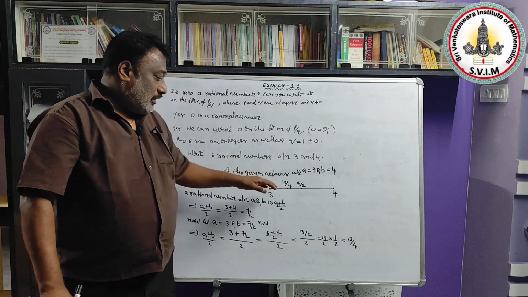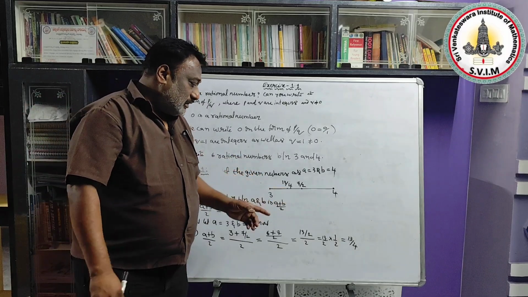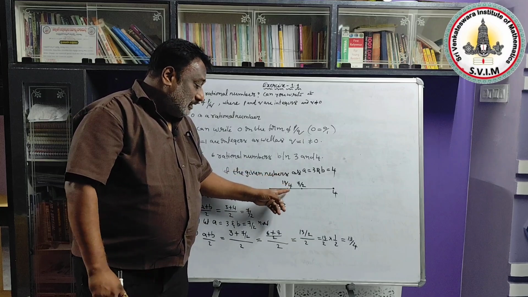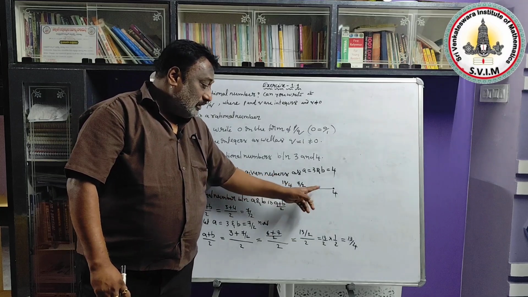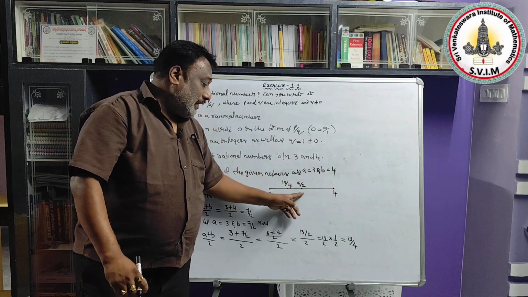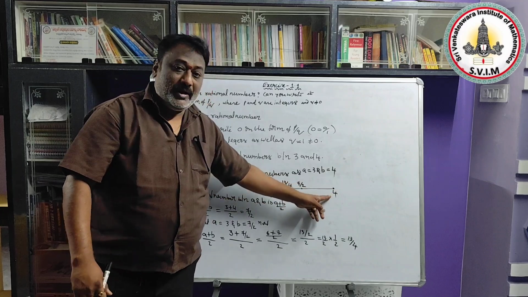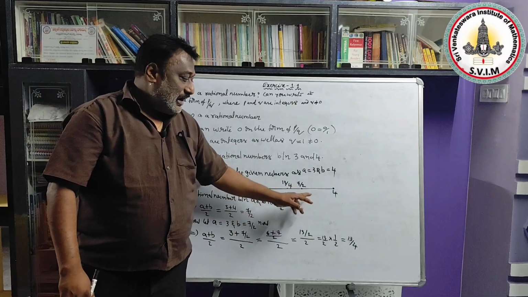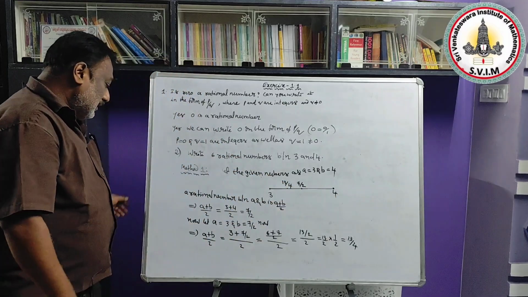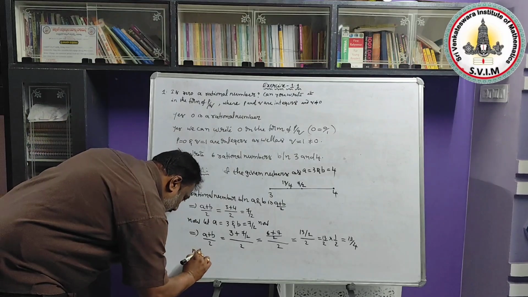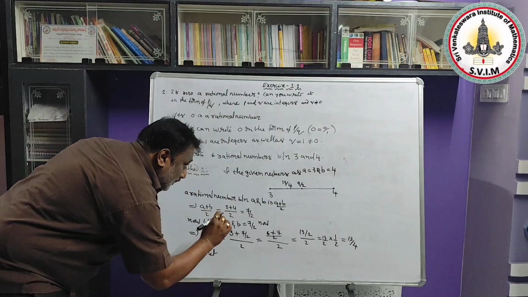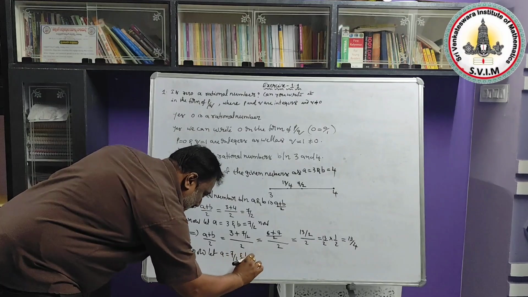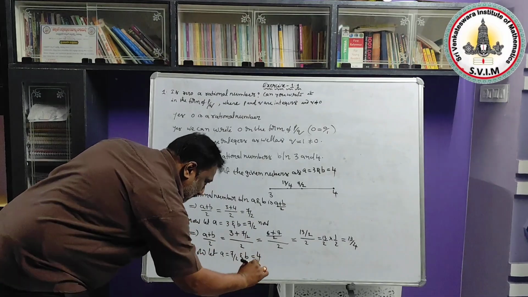Already I have told you in the previous class, you may find one more rational number between either these two numbers or these two numbers or these two numbers. Now I am finding one more rational number between these two numbers. So now we need to assume this one as A and this one as B. That's all. Now let A is equal to 7 by 2 and B is equal to 4.